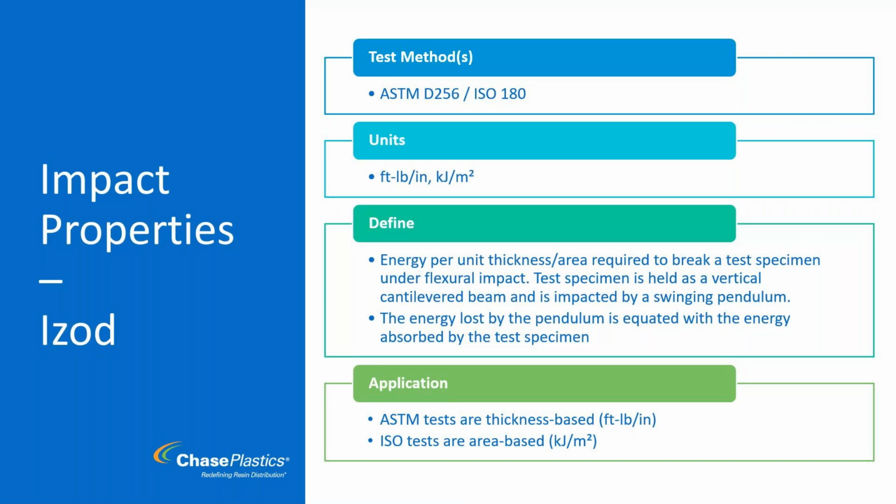So you'll see typically kilojoules per meter squared. You might also see them in foot pounds per inches squared, but it's area based. So note that your different test specimens also have slightly different dimensions. There is a way to do an approximate or rough conversion, but note that if you're looking at something that's giving you a value in foot pounds per inch and foot pounds per inches squared, because of that thickness versus area, you're not looking at the same values.